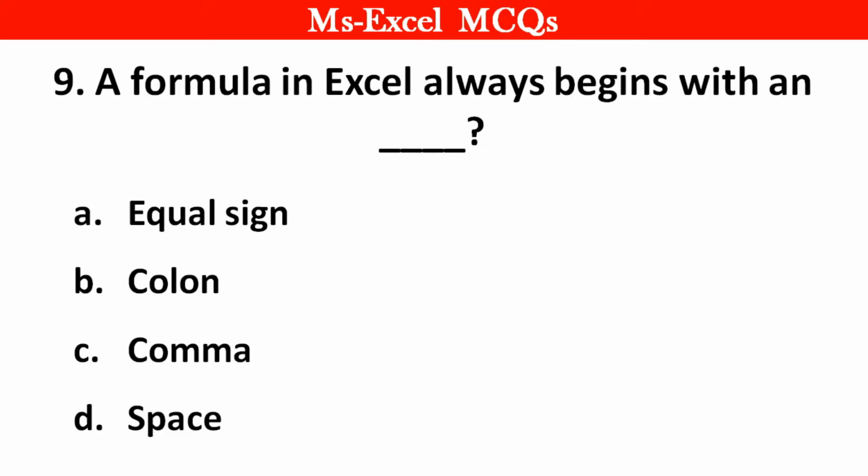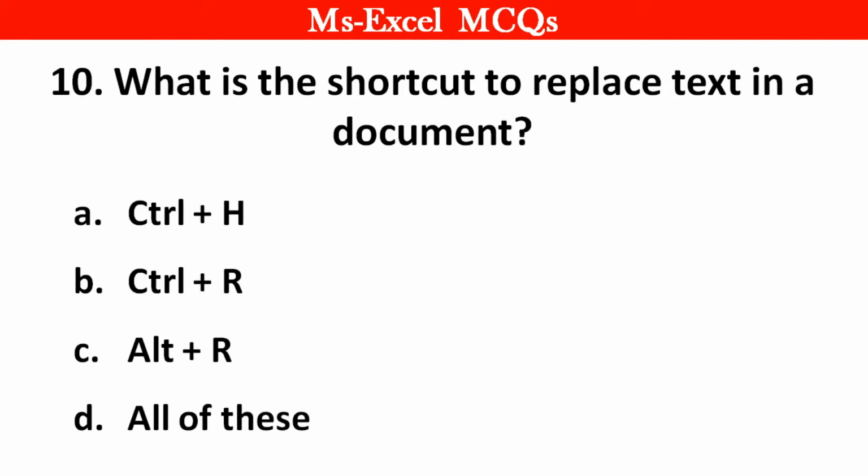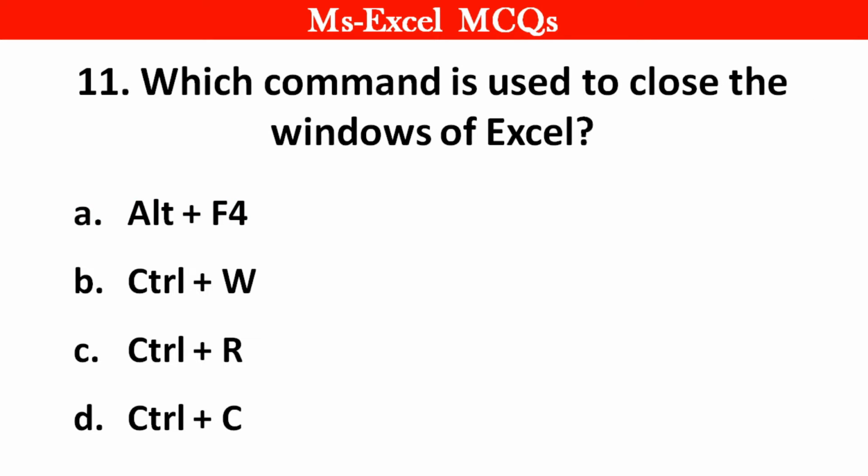A formula in Excel always begins with dash. Options: A, equal sign; B, colon; C, comma; D, space. Right answer is option A, equal sign. Next question. What is the shortcut to replace text in a document? Right answer is option A, Control plus H. Next question. Which command is used to close the window of Excel? Right answer is option A, Alt plus F4. Next question.